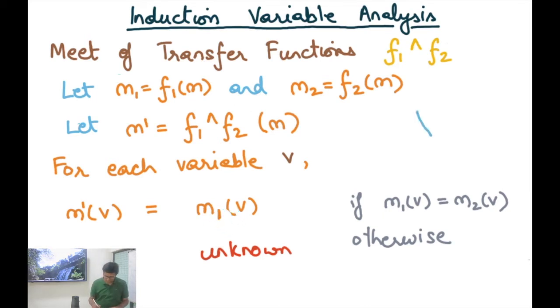Recall, basically this is f1's answer and this is f2's answer. In a way, this is basically saying I want to take an intersection: if they have the same value, then use that value, and if they have different values or either of them is an unknown value, then you just use unknown. Okay, and so this is just the meet operator of the transfer functions. Actually, there's nothing spectacular here either.